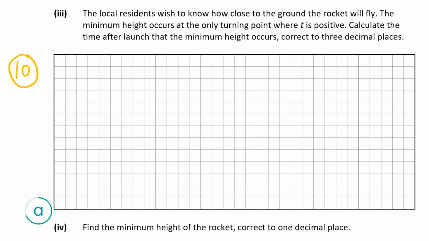So this says that the local residents wish to know how close to the ground the rocket will fly. The minimum height occurs at the only turning point where t is positive. So now we're asked to calculate the time after launch that the minimum height occurs, correct to 3 decimal places.